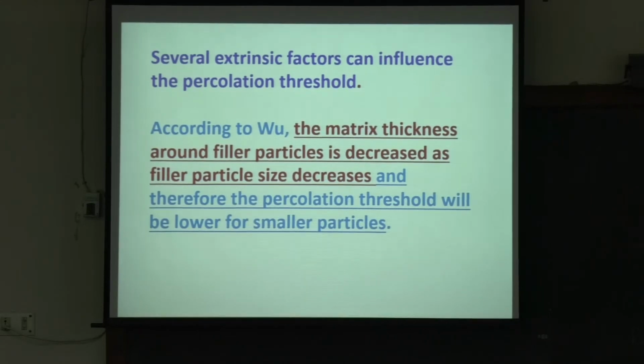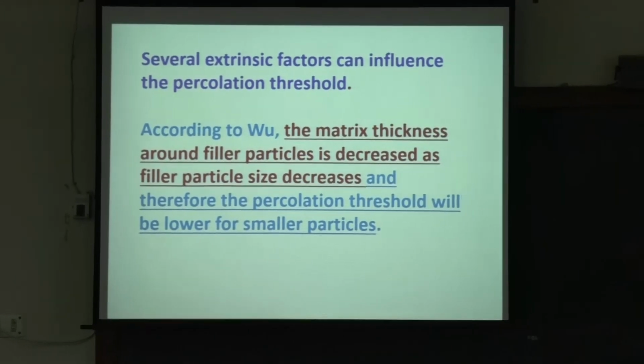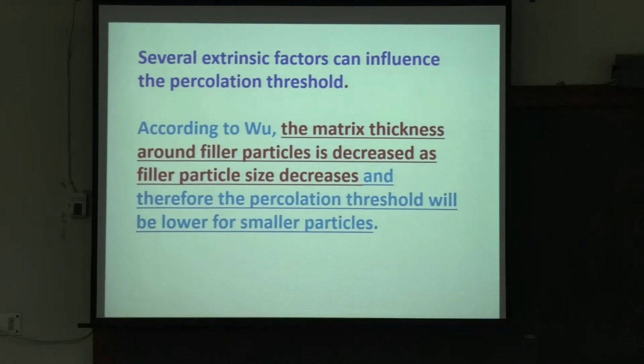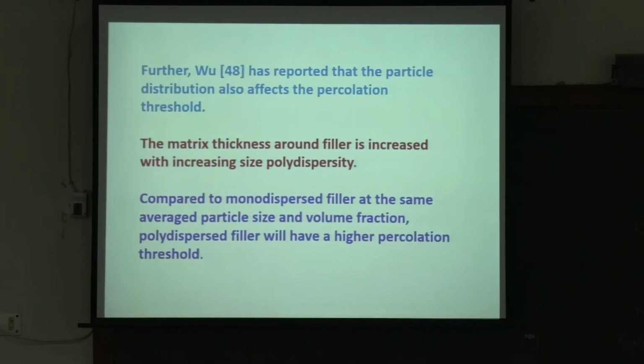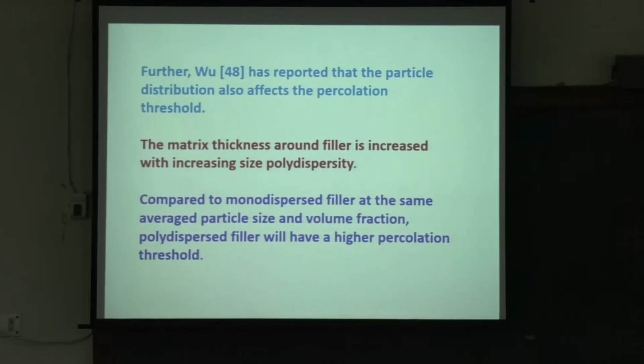Now, several extrinsic factors can influence the percolation threshold. According to Wu, the matrix thickness around filler particles is decreased as filler particle size decreases. So that is interesting, because if you have more filler, the matrix thickness will go down, there will not be much matrix, it will be more occupied by the fillers, because the surface area is important, okay? And therefore the percolation threshold will be lower for smaller particles. The matrix thickness about the filler is increased with increasing size, okay?